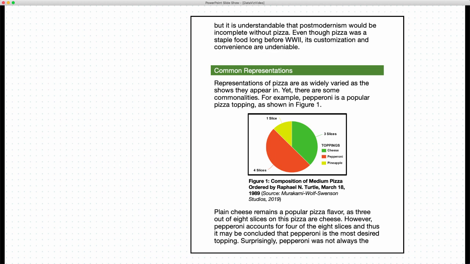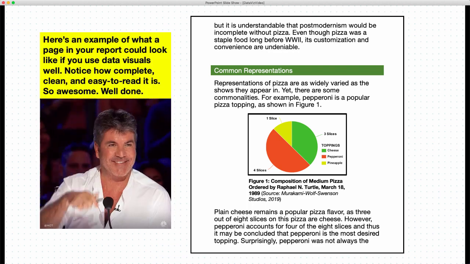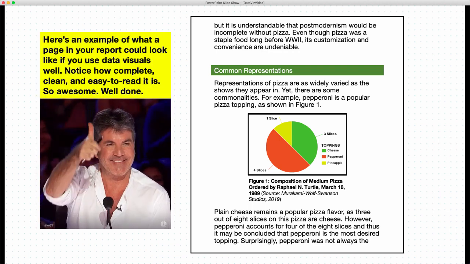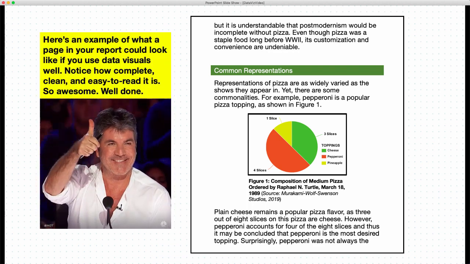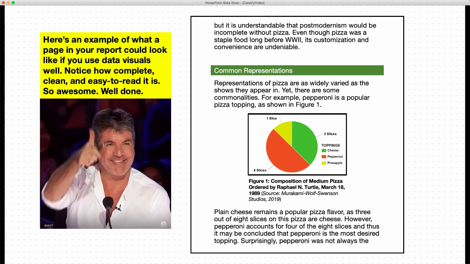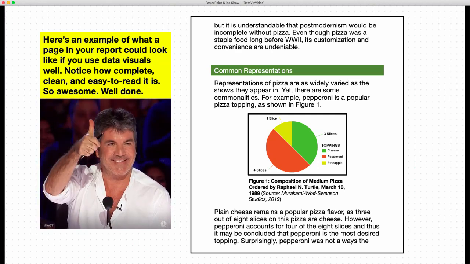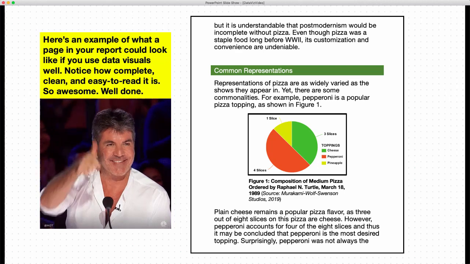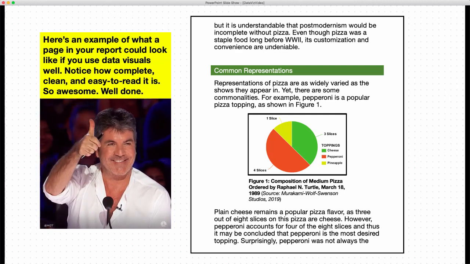Also notice that this data visual is easy to read. The text isn't wrapped around it. Even though it's breaking up a paragraph, that's okay. It's still easy to read, kind of going from top to bottom as we read in English. Hey, this looks pretty good. So it's complete, it's clean, and easy to read. Awesome. Very well done. And this is what I'm hoping to see out of papers that use data visuals in Business 102.